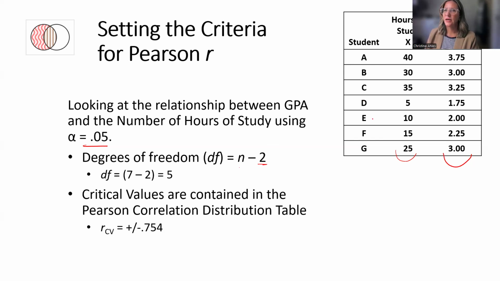In this case, there are 7 people that we got 2 scores from each. So we have 7 minus 2. Our degrees of freedom for this is 5. And then we're going to look at the back of the textbook.